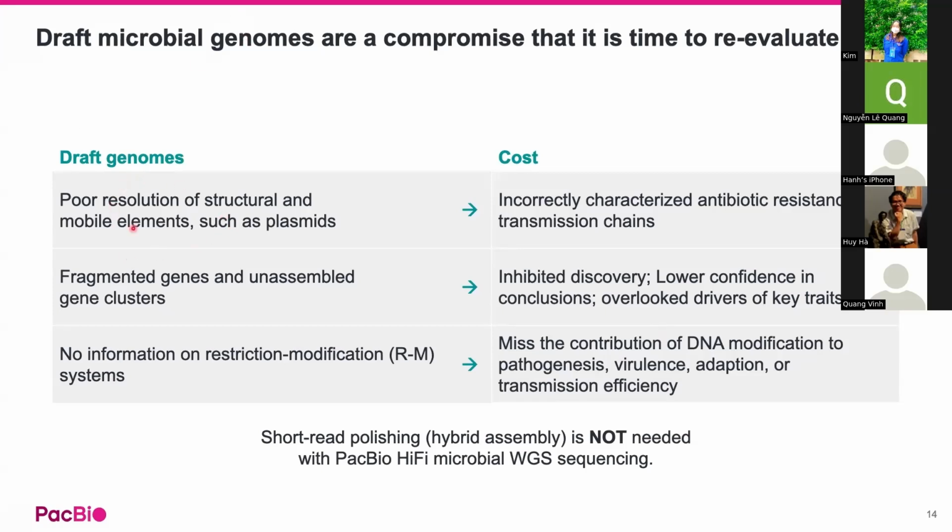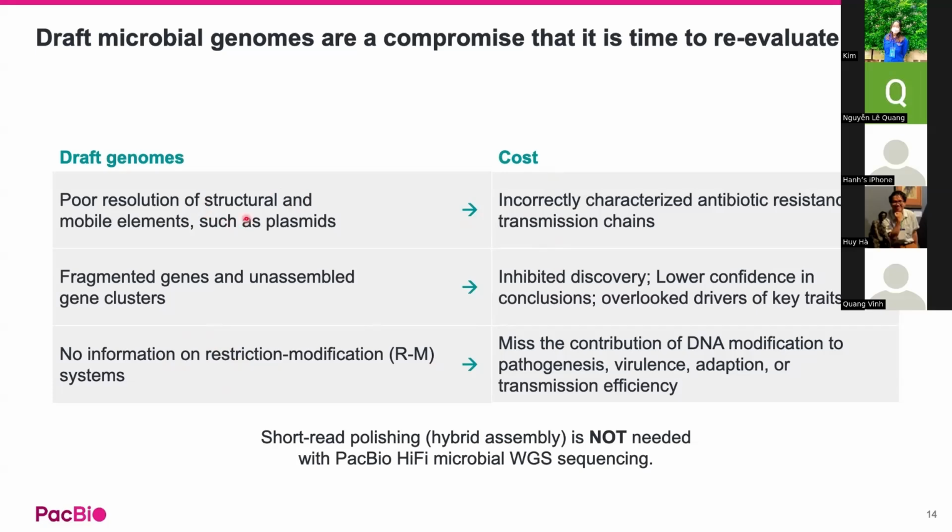For example, there is poor resolution of regions with structural variations or mobile elements such as plasmids, and they might have genes that are fragmented and gene clusters that are unassembled because of the short read sequences themselves, right? And with short read sequencing, there is no information on the RM motifs as well. So all these different disadvantages will have consequences.